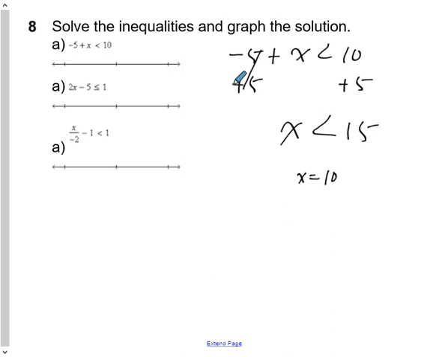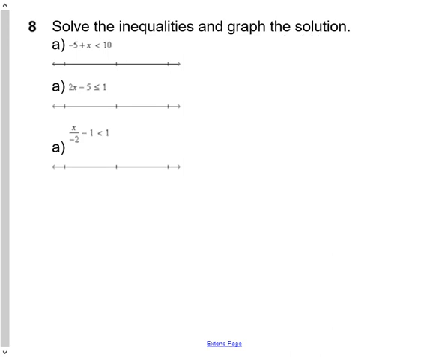So if I was to take my inequality, I'll just erase this for a second, and substitute the x, instead of using x, I use the number 10. Negative 5 plus 10 is 5, and 5 is less than 10, so 10 is a value that if I substituted for x would keep it less than 10. So that's true. In my next question, it says 2x minus 5 is less than or equal to 1.